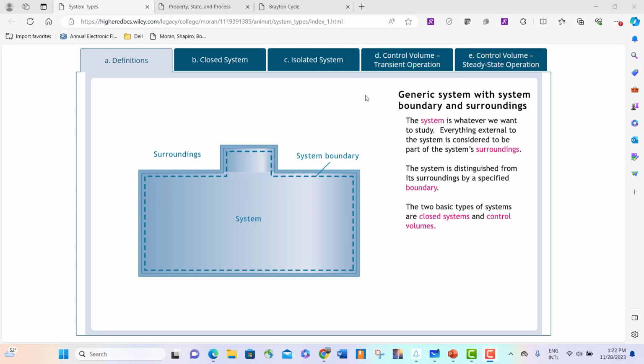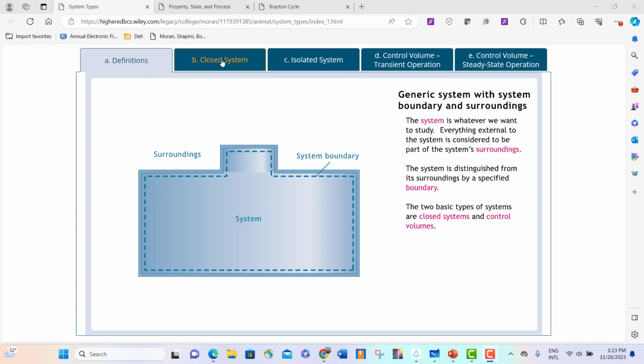So here are the definitions. Again, we know what the system is. It's whatever we are going to study, what we are looking at. And everything external to this system is the surroundings. And then that is separated by a boundary that can be real or imaginary. And then again, we have two basic types of systems, and they are closed systems and control volume.